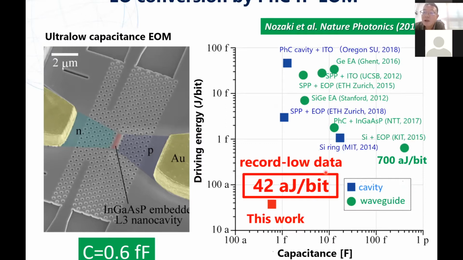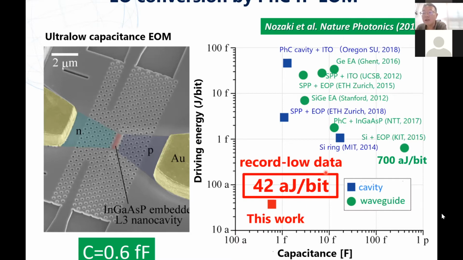Okay, so I showed that small capacitance nanophotonics dramatically changes the energy cost of OE conversion and also EO conversion, which is very important for considering optoelectronic computations.